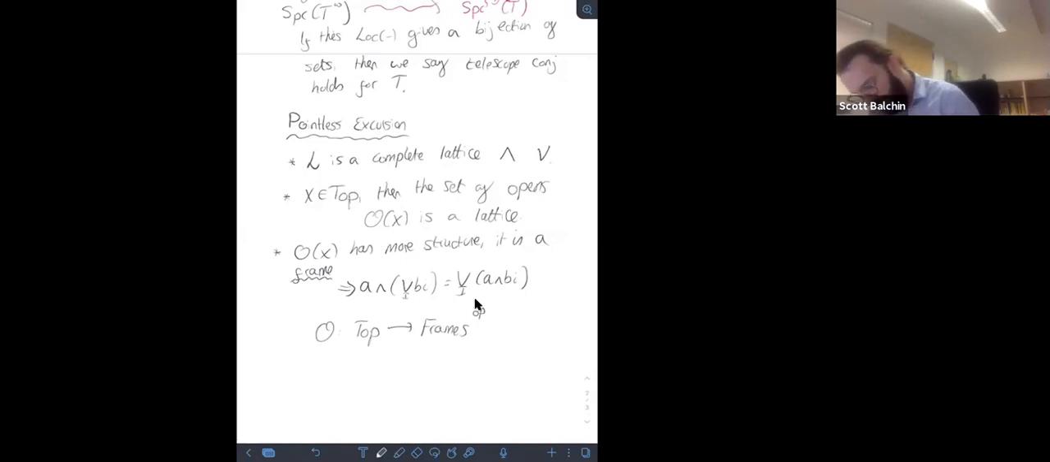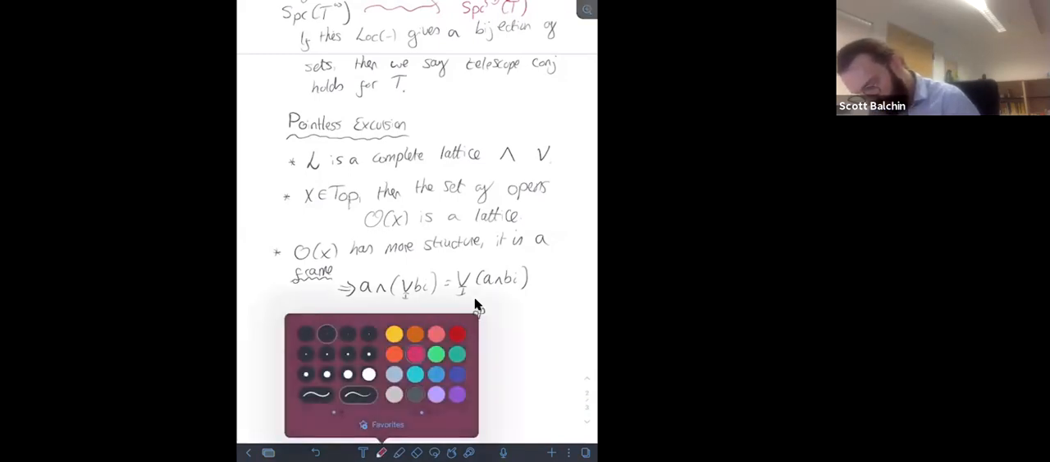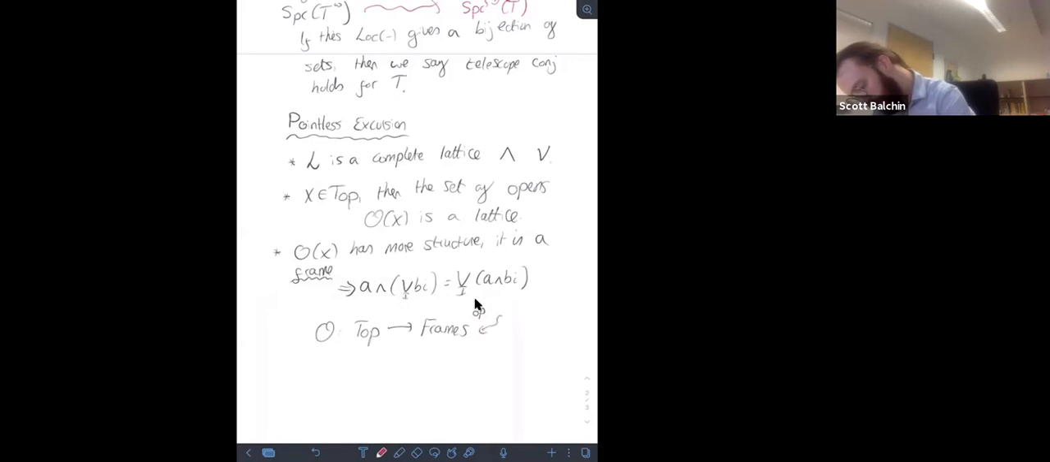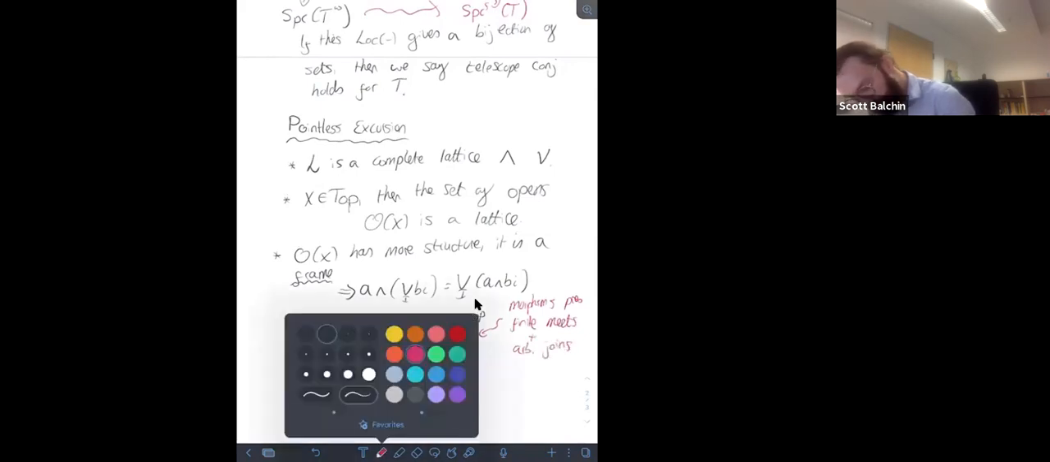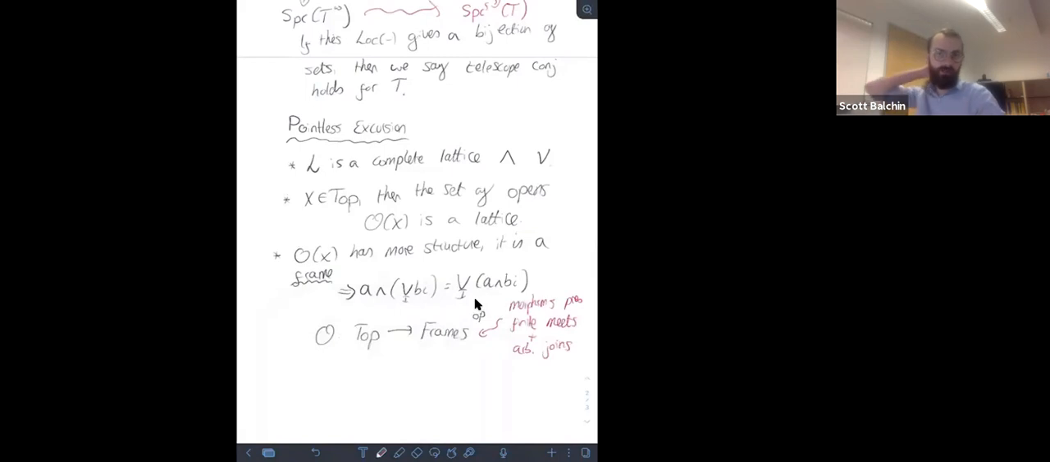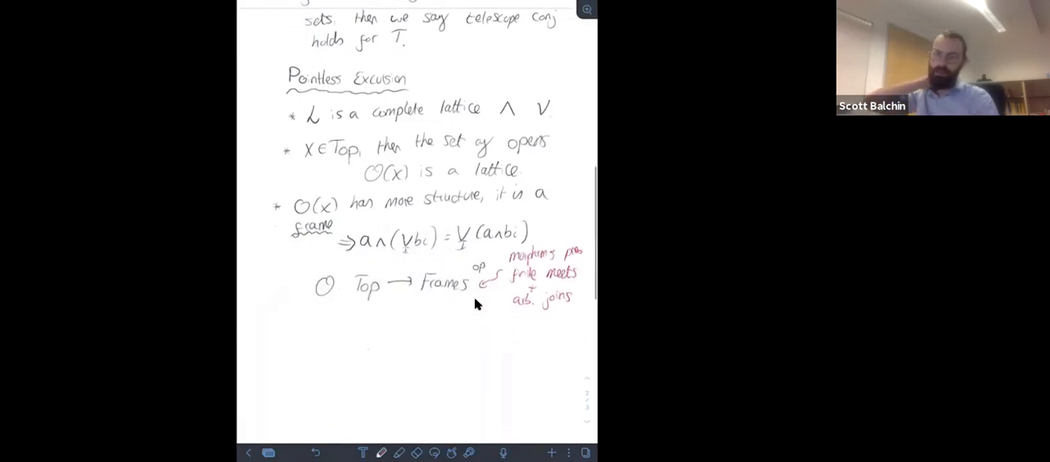Yeah, so we have this category of frames, op. Because it'll be relevant later, let me tell you what a morphism is here. The morphisms are those maps which preserve finite meets and arbitrary joins. So we'll come back to this later. But there's a nice category, and we have a functor like this.